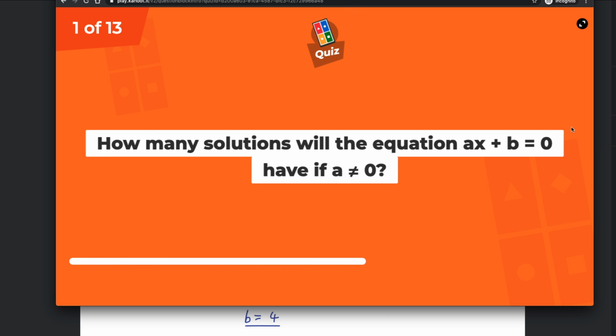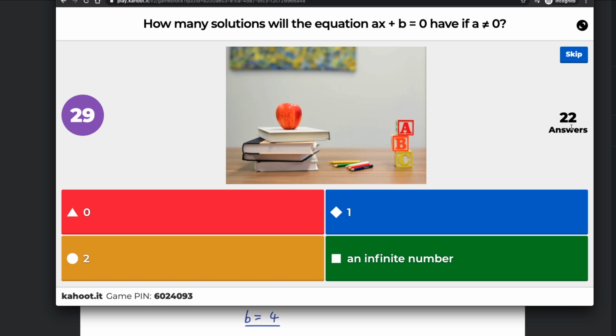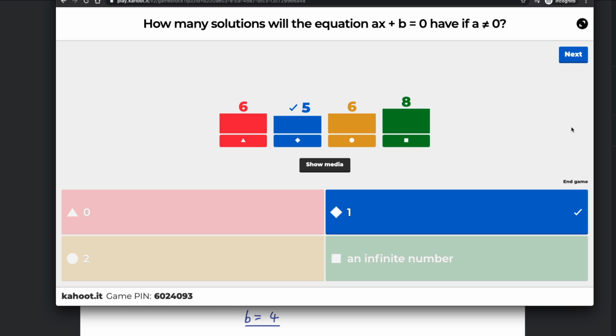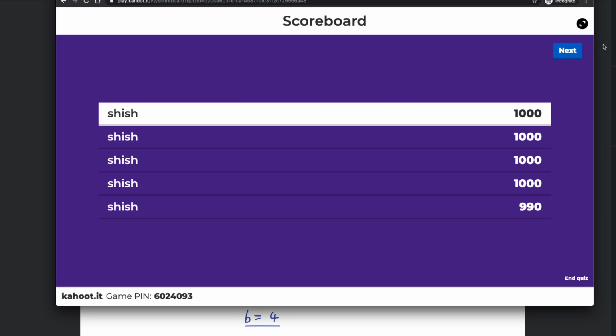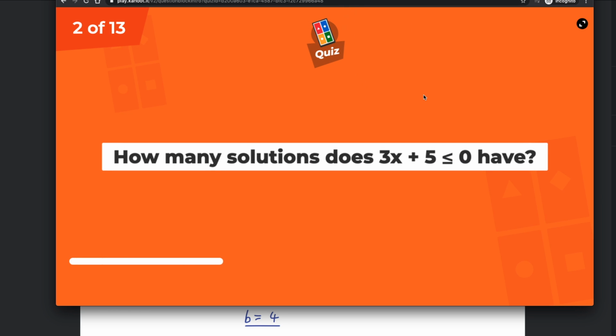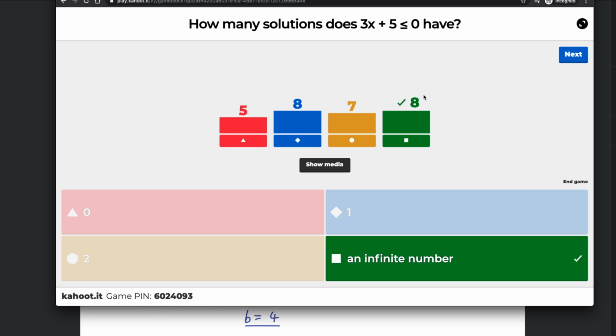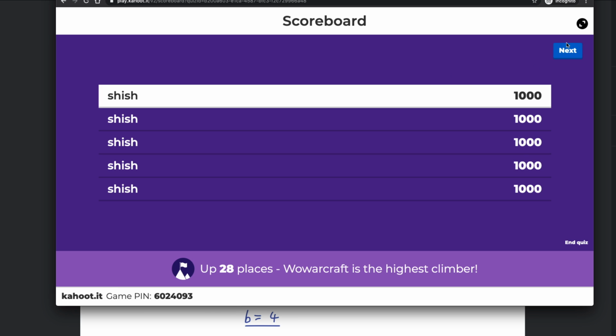Okay, how many solutions will the equation ax plus b equals 0 have if a does not equal 0? Whoa, that was fast. One. Okay. Question 2. How many solutions does 3x plus 5 less than or equal to 0 have? Yes, because it's an inequality. Well done. Wow, this is fast.